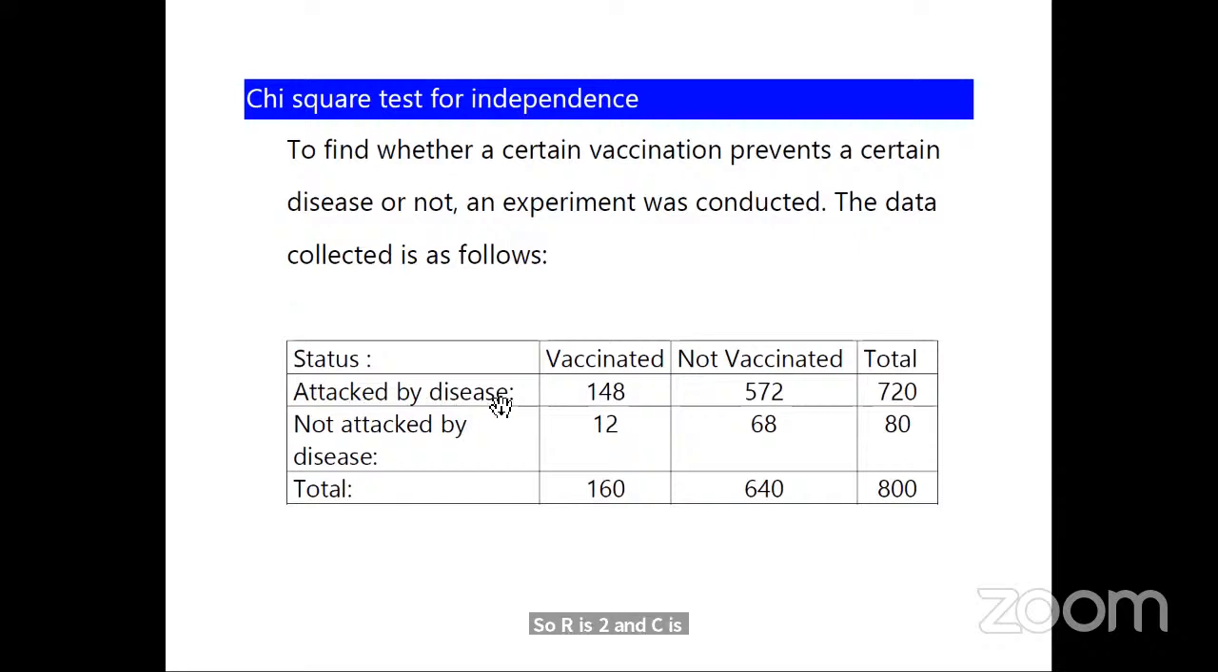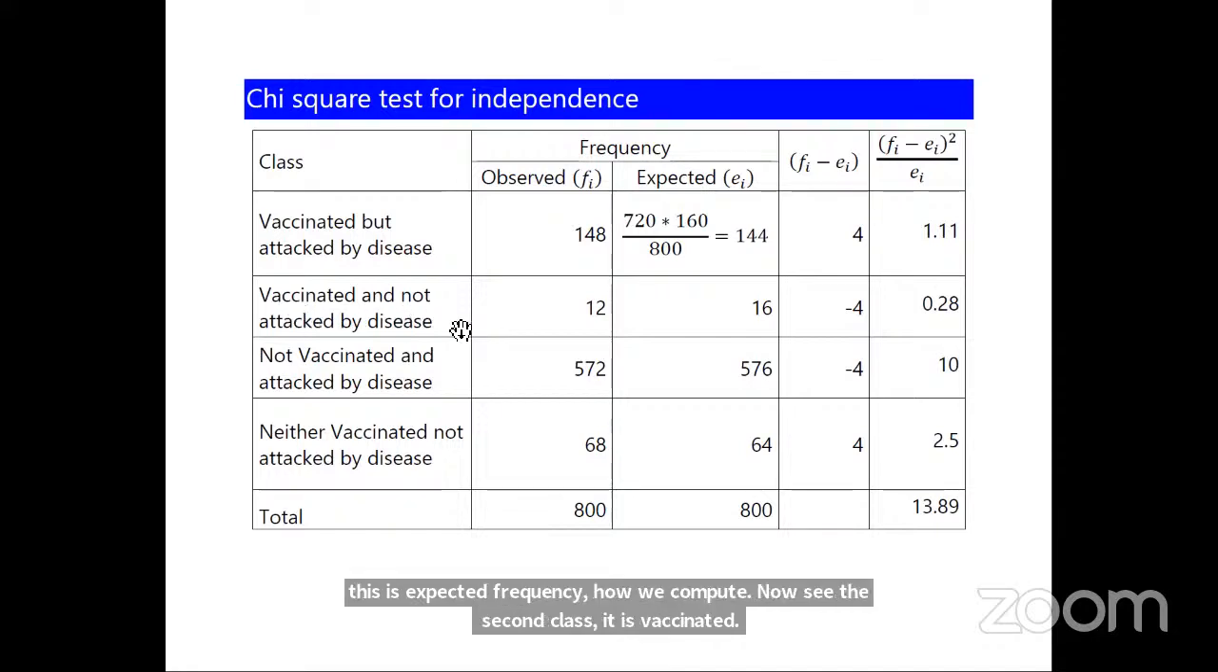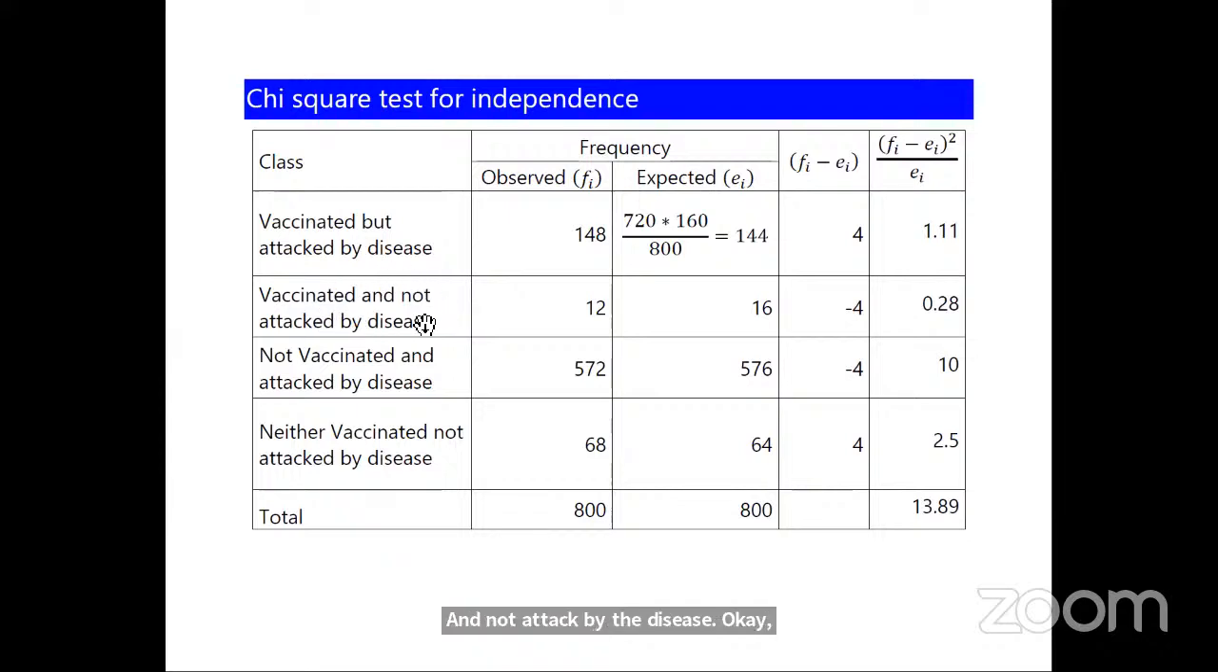Right. Now attacked by the disease, this is the total, that is 720, and vaccinated people are there, that is 160. Okay, so see now this calculation. It is 720 into 160 divided by 800. That is 144. Okay, this is how we compute the expected frequency. Now, see the second class. It is vaccinated and not attacked by the disease. Okay, remember this: vaccinated and not attacked by the disease.